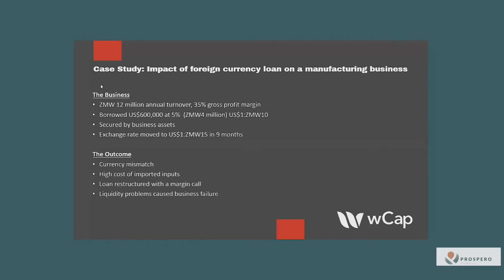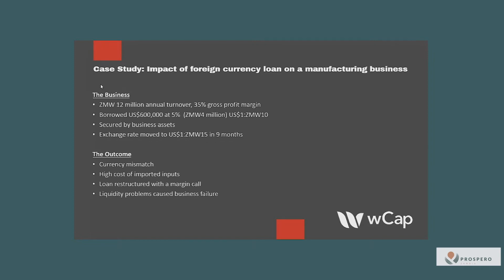So this is a case study on a local company, a local manufacturing business that was performing relatively well in 2010. It had an average annual turnover of $12 million US, and they decided to borrow $600,000 at 5% from a local financial institution when the exchange rate was about 10 kwacha to $1 US. The purpose of the funds was to use it as working capital to expand its operations, to diversify their product base, and also to meet rising demand.